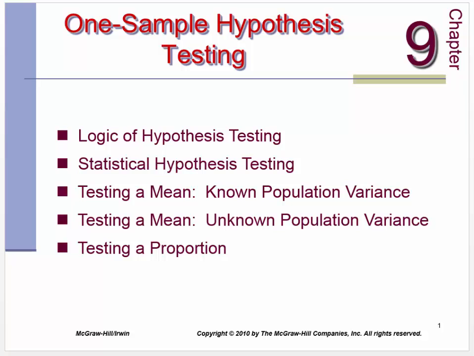Chapter 9, One-Sample Hypothesis Testing. In this chapter, we will talk about the logic of hypothesis testing, the statistical testing of hypothesis, testing a mean with known population variance, testing a mean with unknown population variance, and testing a proportion.